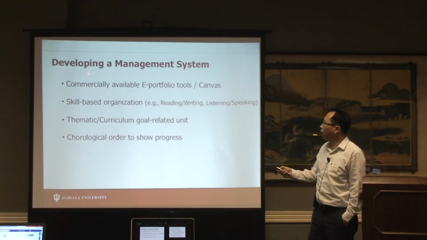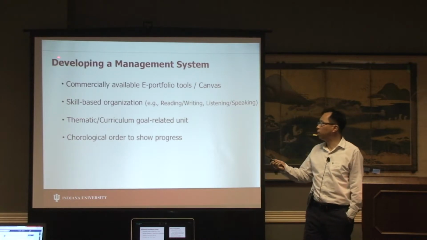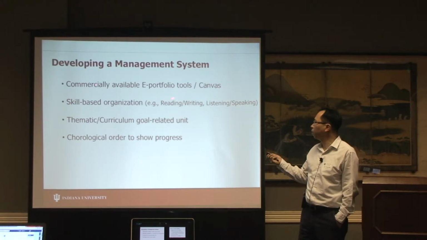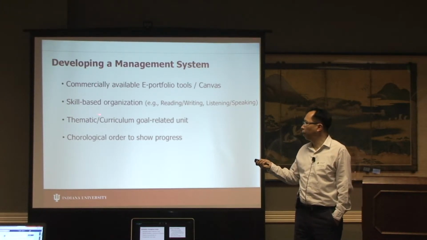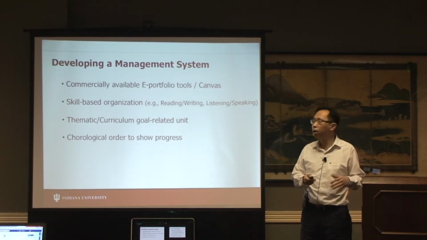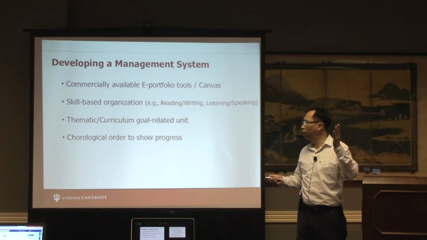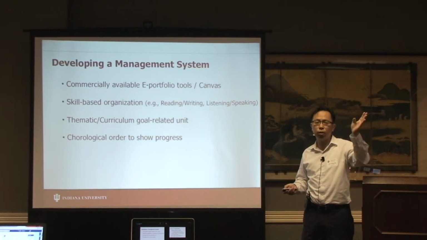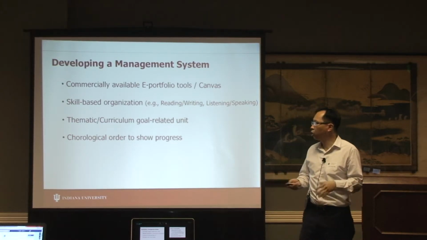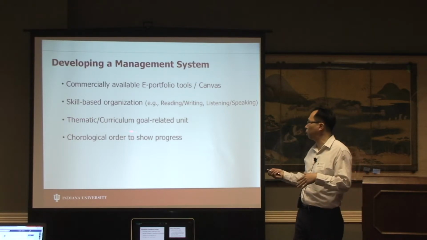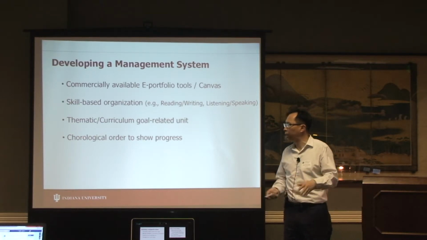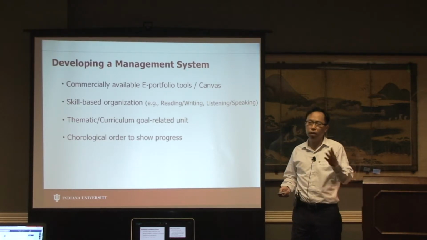Okay. So at stage 1, developing management systems, you have to decide whether you go with a commercially available portfolio platform or Canvas. And then think about how you organize and structure your portfolio. You could structure it based on the language skills, like a reading folder, listening folder, writing, speaking, or integrated folder. Or you could structure it thematically, by curriculum, or by SLO, student learning outcomes. Or you could simply order the portfolios chronologically.